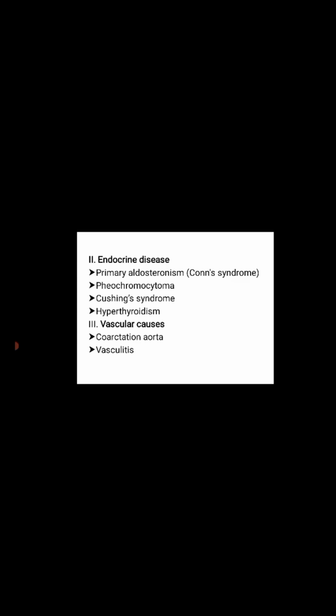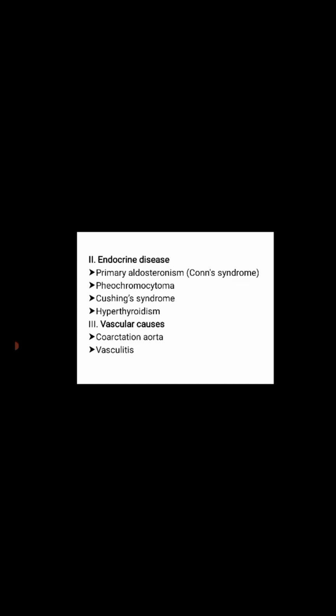Then we have pheochromocytoma, which is another disorder of the adrenal gland. This disorder will lead to excessive production of noradrenaline and adrenaline, still from the adrenal gland. Then another condition is Cushing's syndrome, which is another disorder of the adrenal gland that will lead to excessive production of cortisol. This cortisol will cause increased reabsorption of sodium chloride as well.